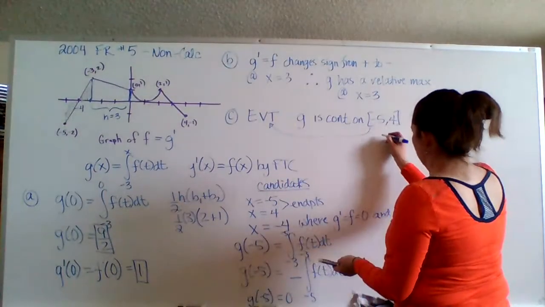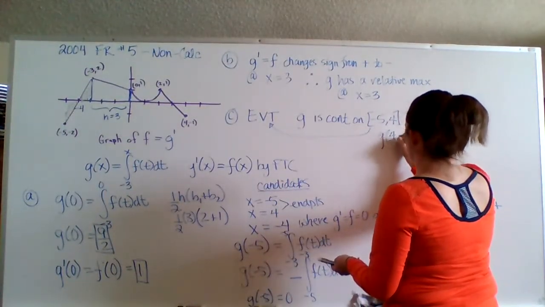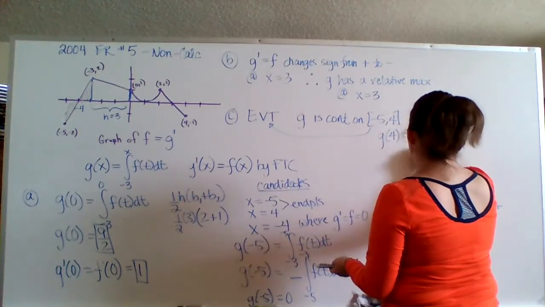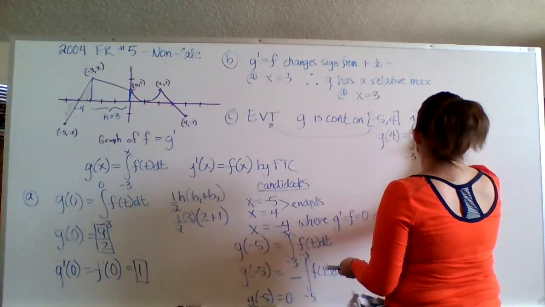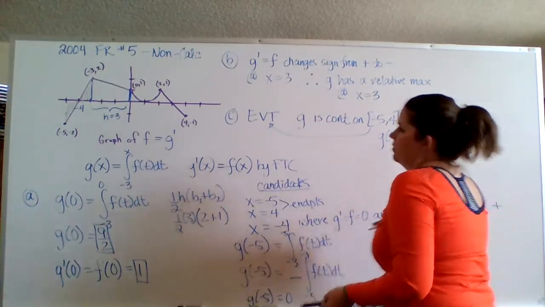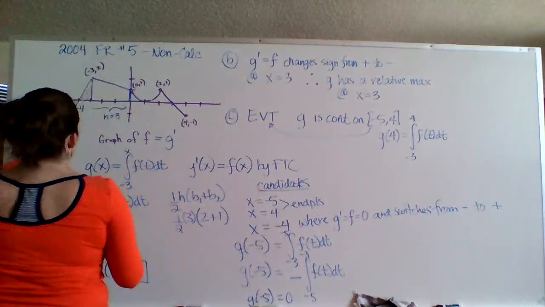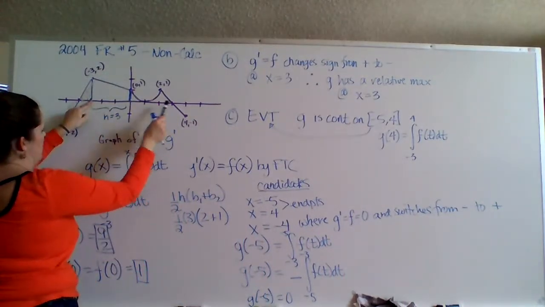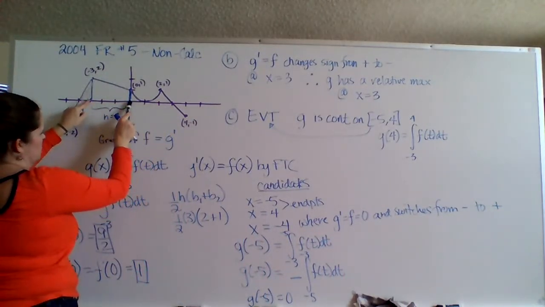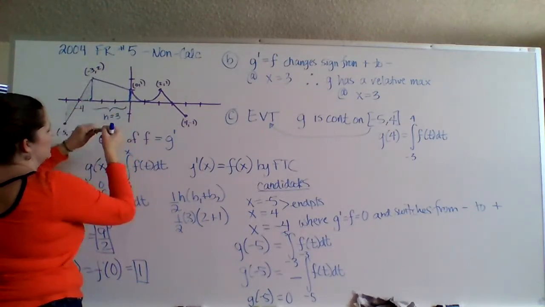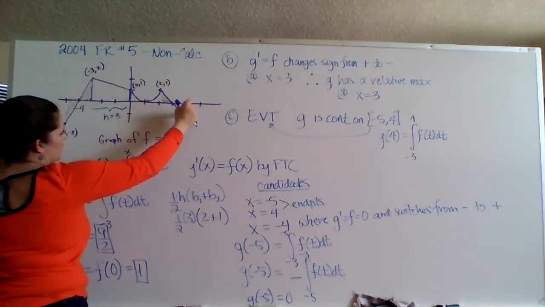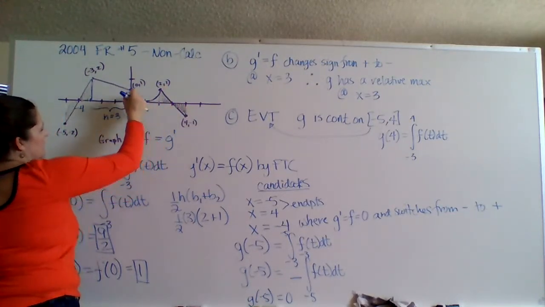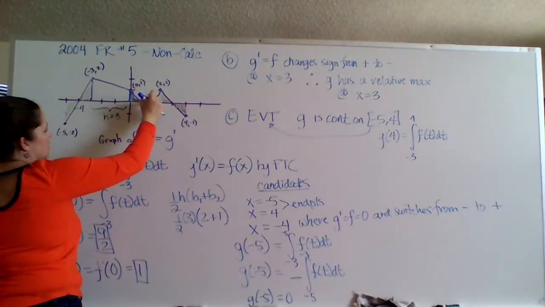So the next one I'm going to try is my other endpoint, which is +4. So g of 4 would equal the definite integral from -3 to 4 of f of t dt. So from -3 to 4. So that's a ways, guys. We already have the trapezoid from -3 all the way to 0. This part under the curve and this part will cancel. So I don't really need that, but don't I need this part?